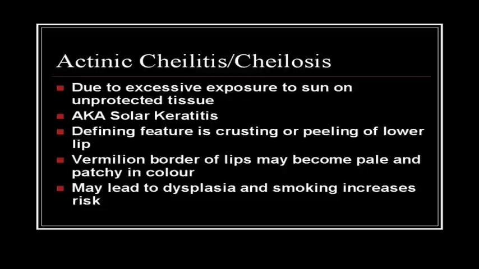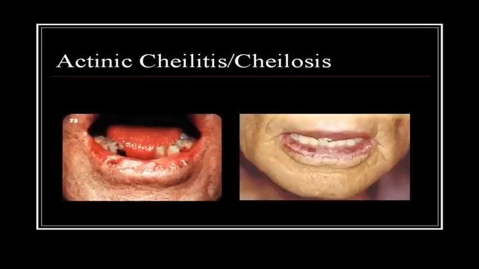Actinic cheilitis or cheilosis is a condition caused by excessive exposure to the sun on unprotected skin. It's also known as solar keratitis. The defining feature of this lesion is a crusting or peeling of the lower lip. Also, the vermilion or red border of the lips may become pale and patchy in color. The concern with actinic cheilitis is that it may lead to dysplasia or cell disorganization, and smoking increases this risk.